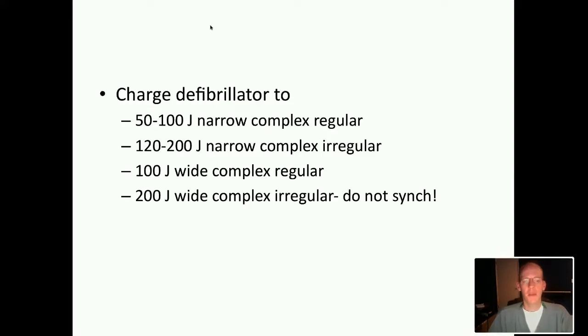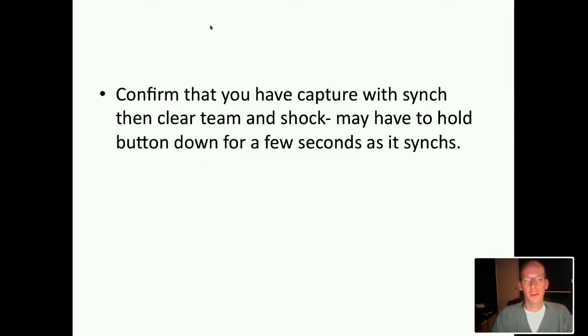And then wide complex irregular, this is a polymorphic VT or VT, and so you just need to cardiovert it at the maximum, which is 200 joules, and you need to do it unsynced, because if it's irregular, it may have trouble locking in on an R wave, and the patient's at risk for decompensating into a pulseless condition, so you don't want to delay for that. All others, you should take the time and sync the defibrillator, and I'll show you how to do that at least on the one defibrillator that we have for demonstration purposes.